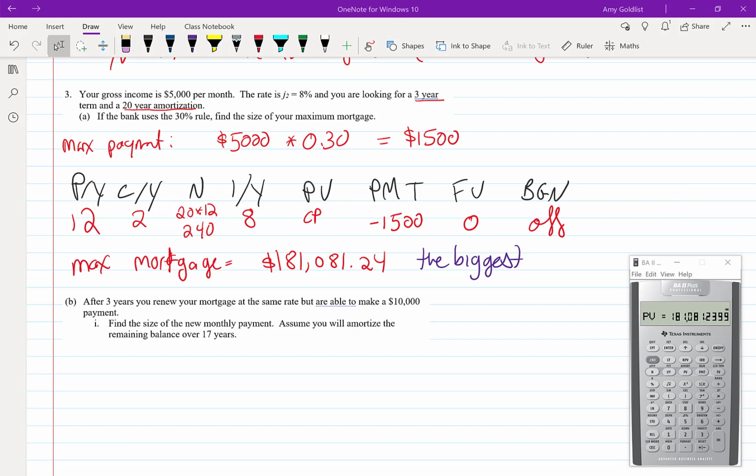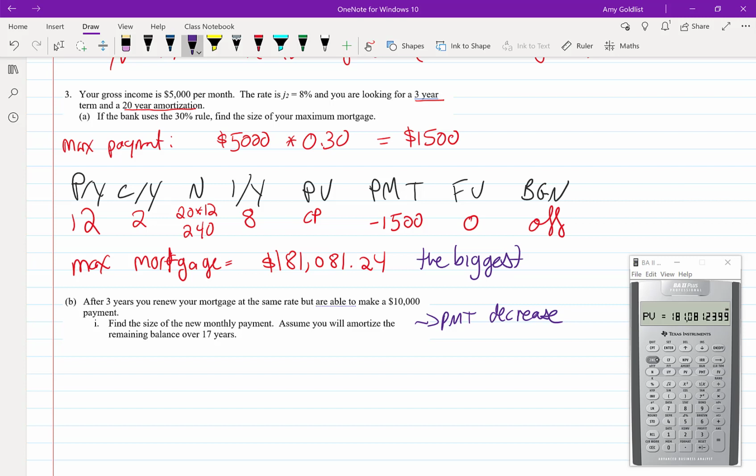After 3 years, you renew your mortgage at the same rate, but are able to make a $10,000 payment, like we did last time. We're going to run through 2 scenarios. First, we're just going to assume that we're going to amortize over the remaining 17 years. This means our payments will decrease, freeing up cash flow for other things. Our other option, which we'll do next, is keep our payments the same and then our time will decrease. Both of which are all right.